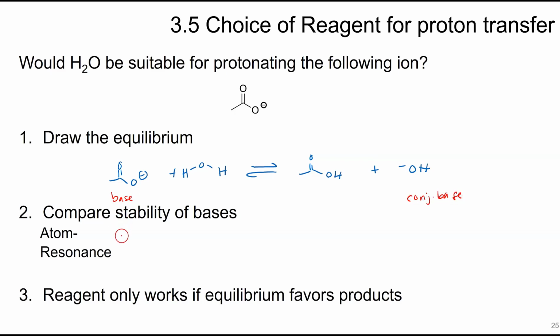So the atom here is O minus versus O minus, so that is a tie. This has resonance. This does not. So this side is favored. So the reagent only works if equilibrium favors the reagent, so this is not suitable.